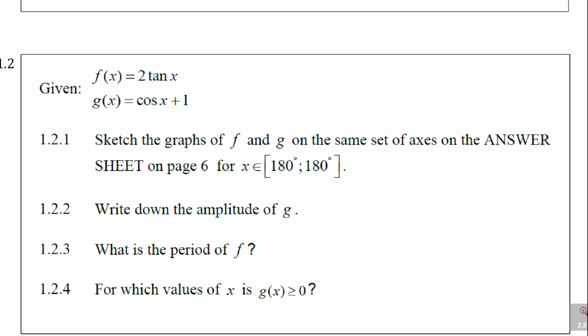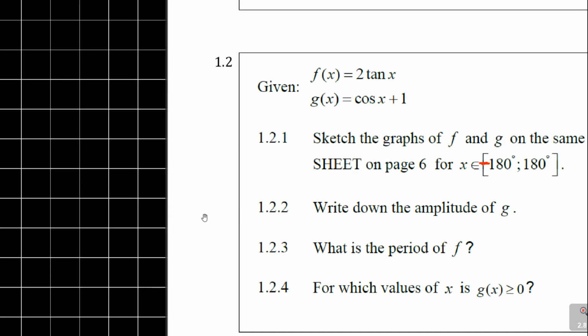They made an error here. It was supposed to be negative 180. There is a negative there, from minus 180 to 180. So let's sketch this graph. How does it look like?